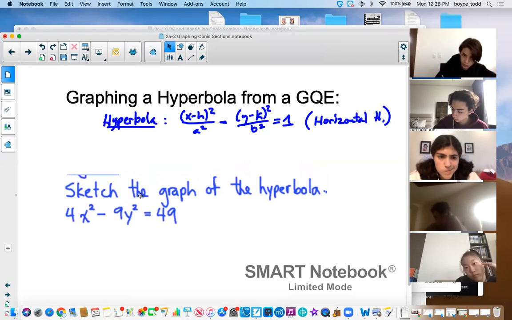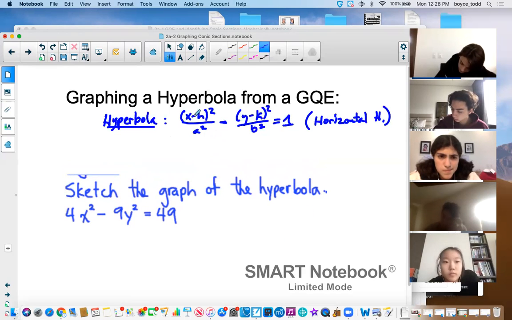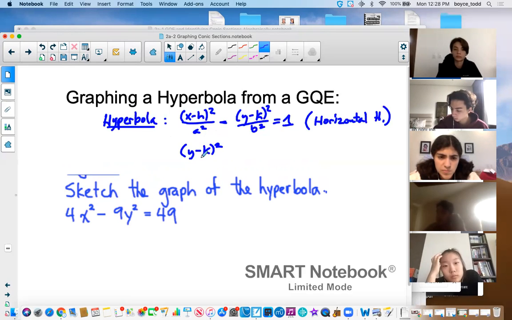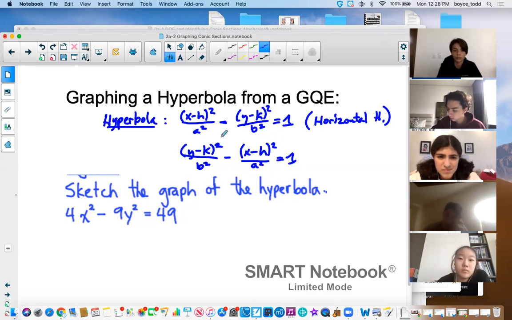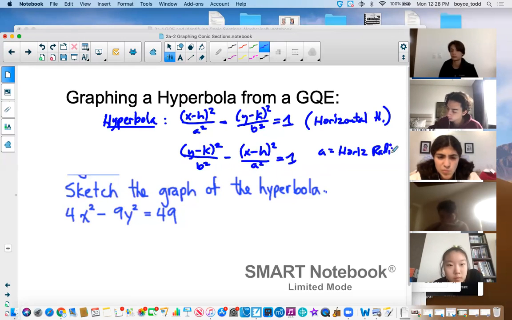So hold on one second. Move this down. The other case is if you have y first, like this, over b squared minus x squared over a squared. And a and b are kind of that same thing, like the horizontal radius, but I'll show you how to graph it because this one requires a little bit more ingenuity to graph.